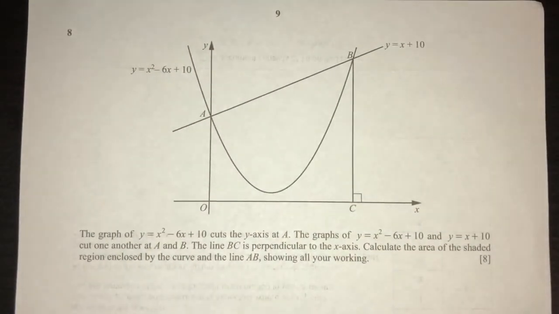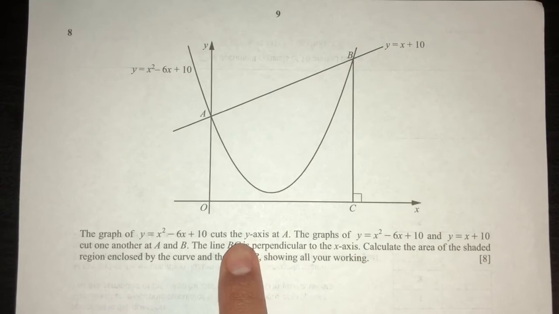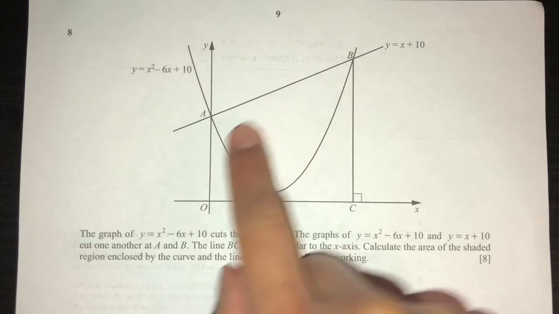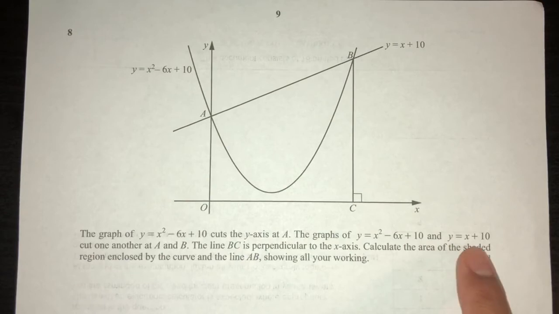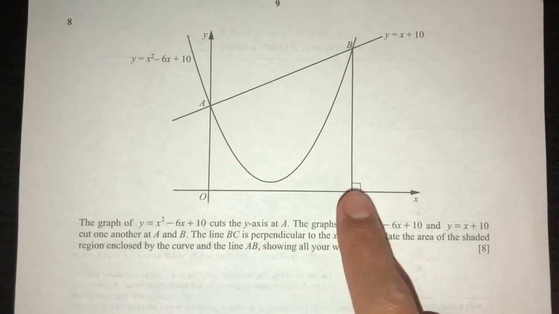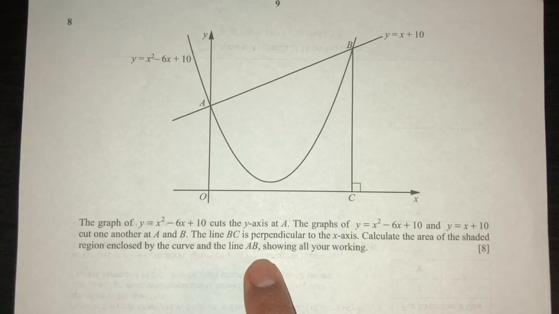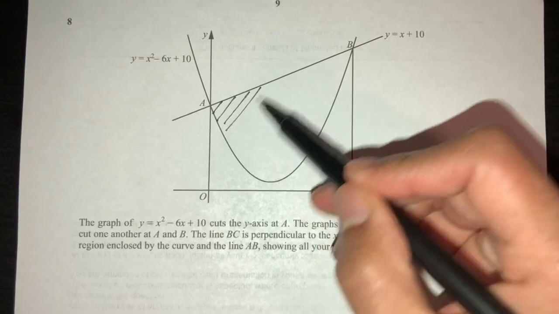Now let's move on to question number 8. So here we have a graph of y equal to this, right? And it cuts the y-axis at the point A, as you can see here. Now, the graph and the line y equal to x plus 10 meet at A and B. Now the line BC, which is this one, is perpendicular to the x-axis. Calculate the area of the shaded region enclosed by the curve and the line AB, showing all your working. So I think in the question, this is the area that has been shaded, right?